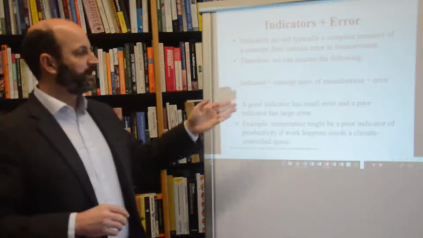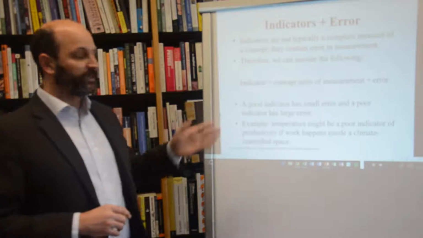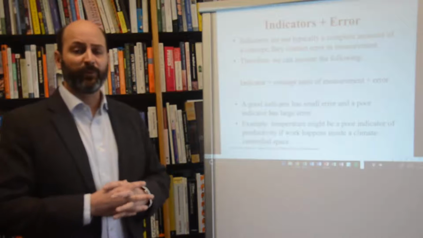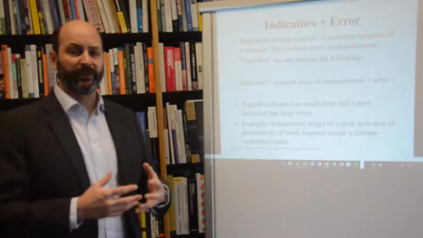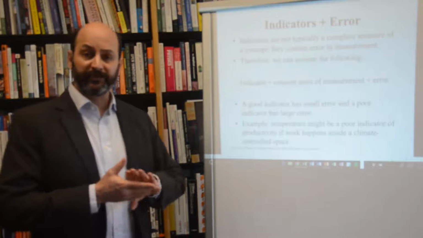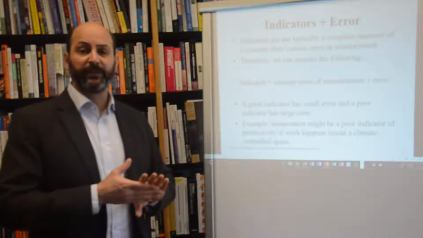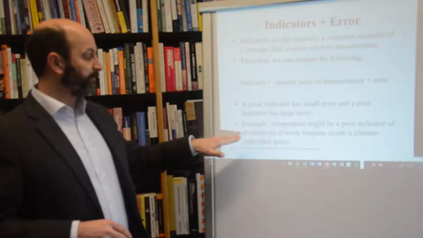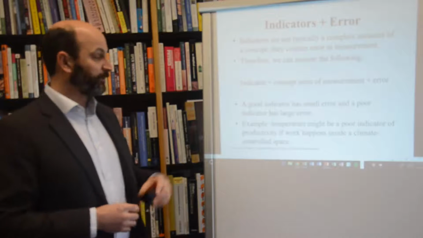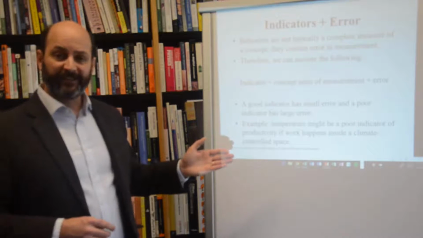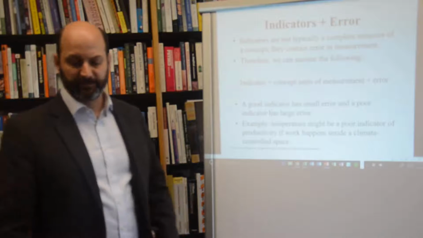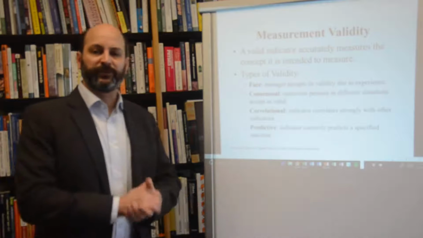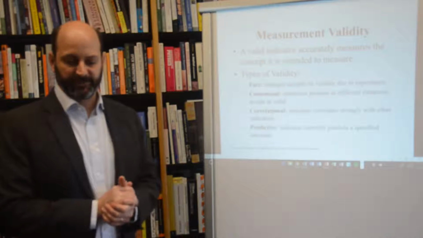So let me give you an example of why that's important. A good indicator has a small amount of error term, and a poor indicator has a large amount of error term. And sometimes we use certain ways of testing for error to see whether the indicator is adequate or not. An example: temperature might be a poor indicator of productivity if the work is inside a climate-controlled building. Pretty straightforward. So we can't always assume that temperature is a good indicator of productivity, for example.